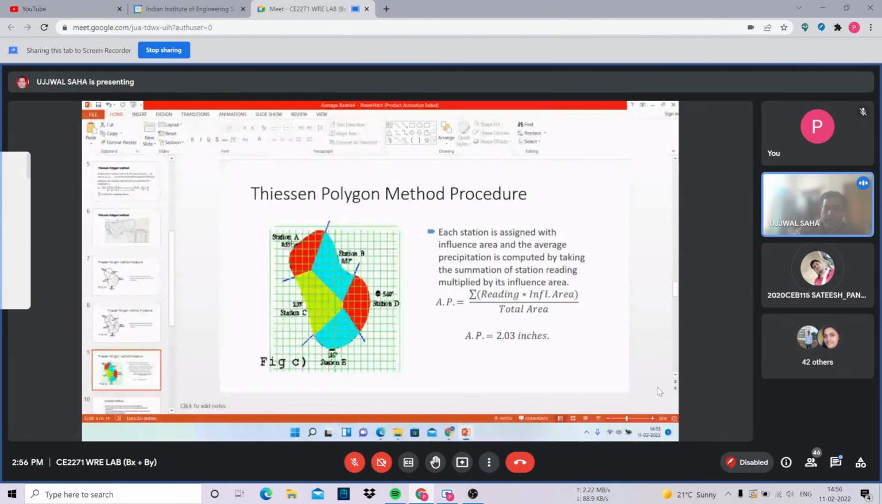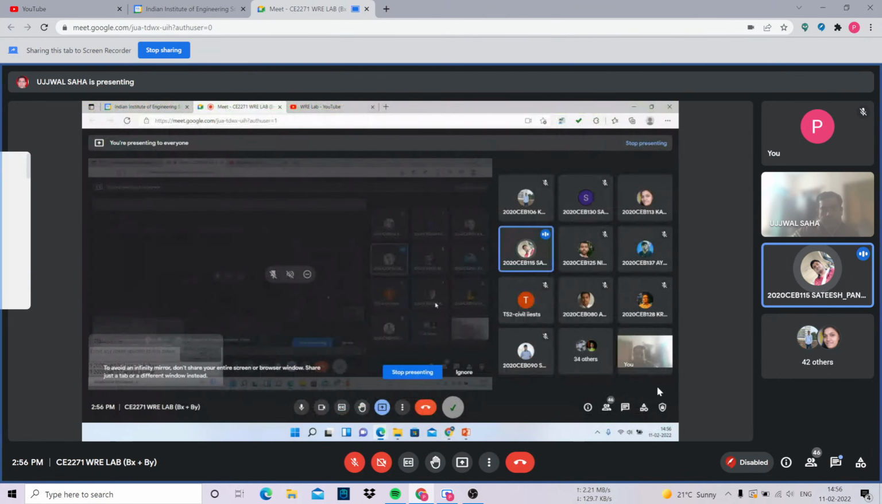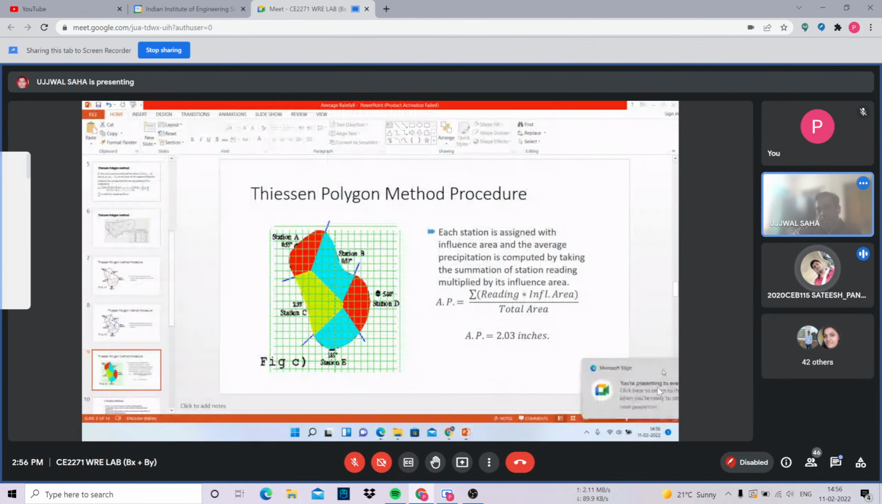Sir, in this figure we were interested in the catchment area. Then why have we installed station D outside the catchment area? We must have installed it inside. Yes, because we are interested in the catchment area only. But it is not the only catchment we have. We have another catchment also here.